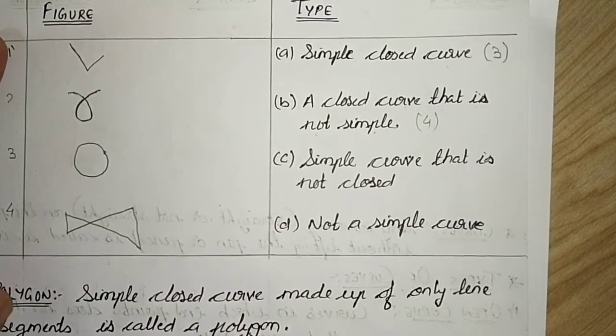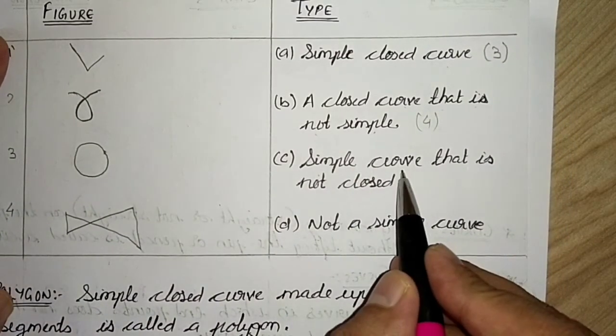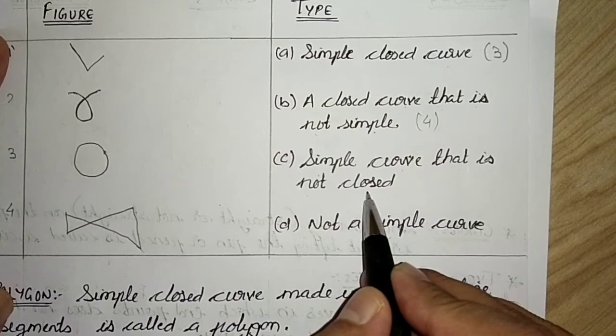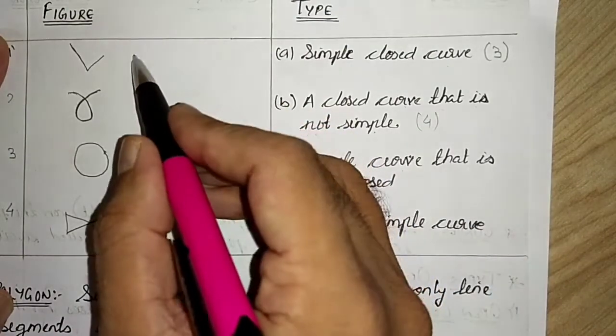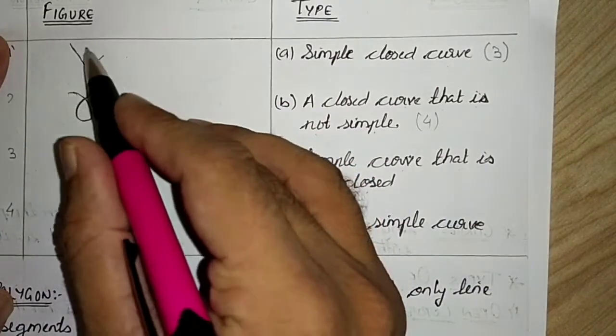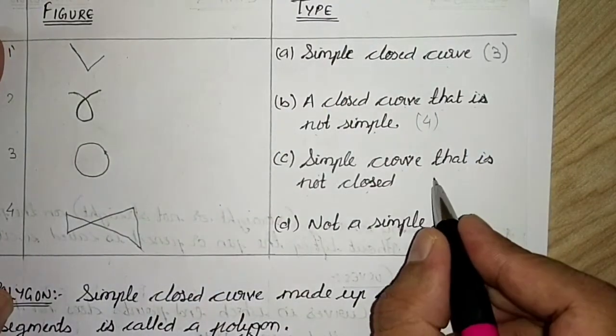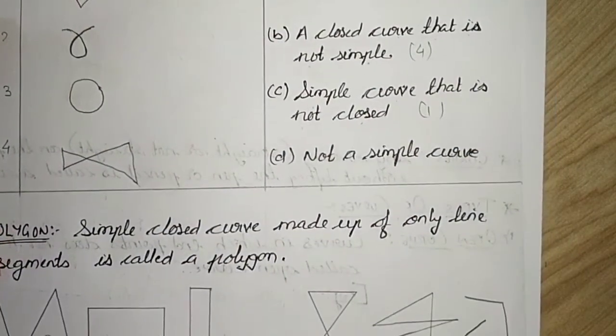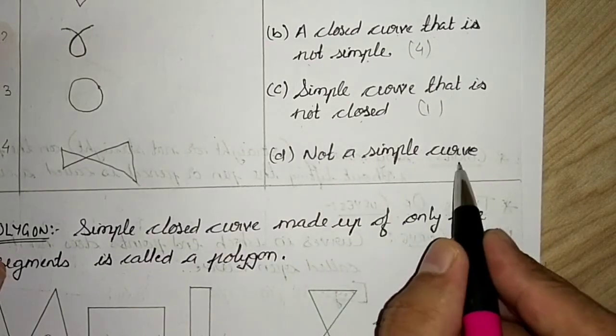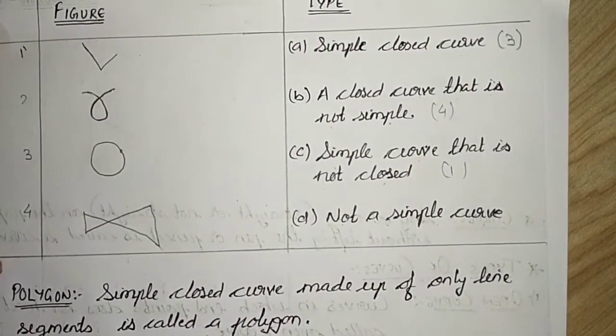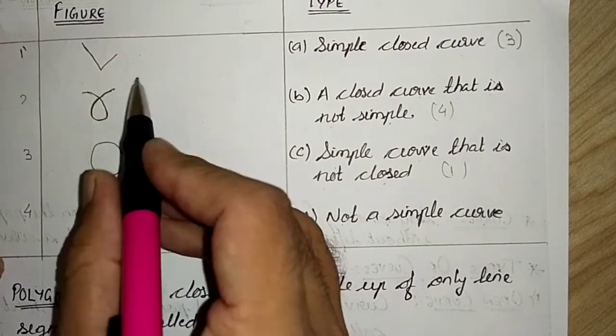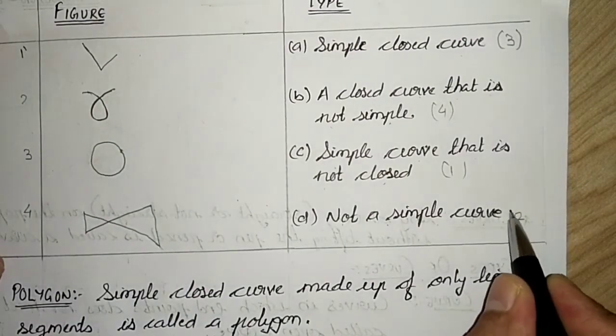Now option C, simple curve that is not closed. You can see here it is a simple curve but it is not closed. So I can write first. Not a simple curve, that means it must be crossing over here. So I can say second.